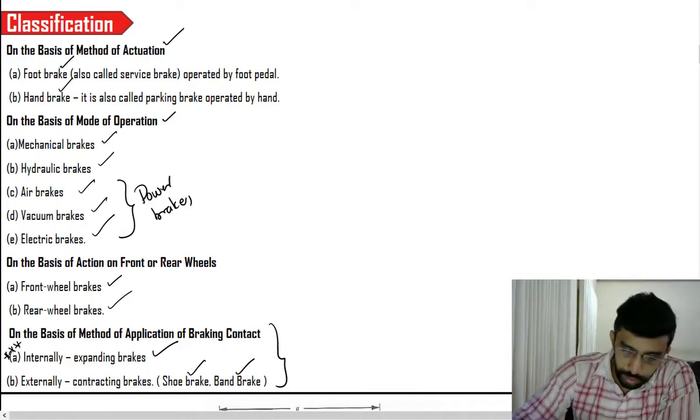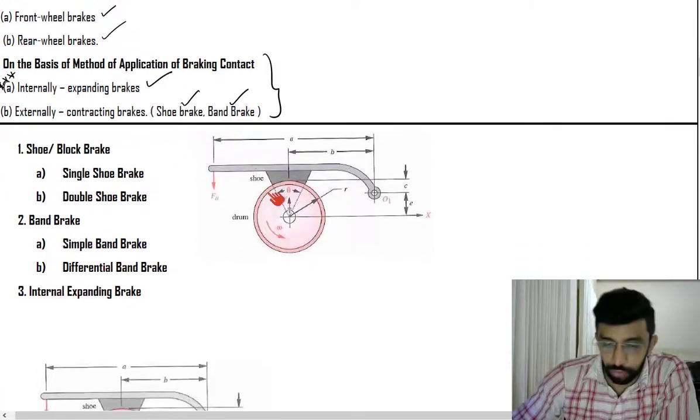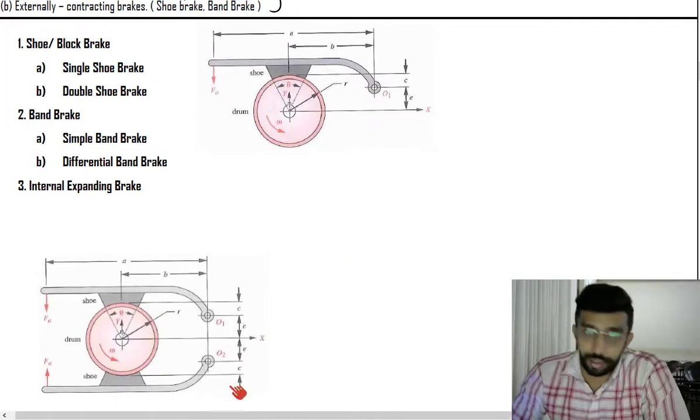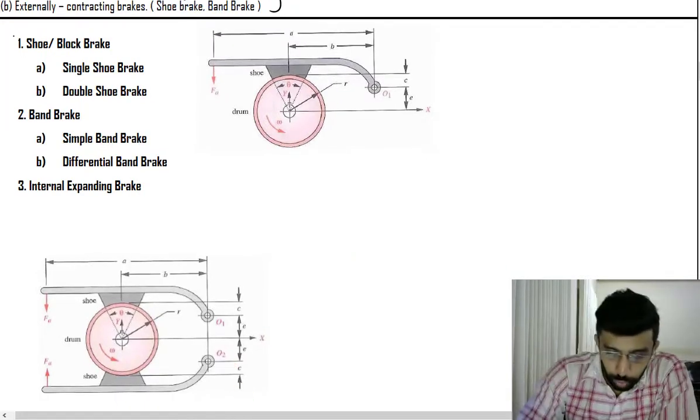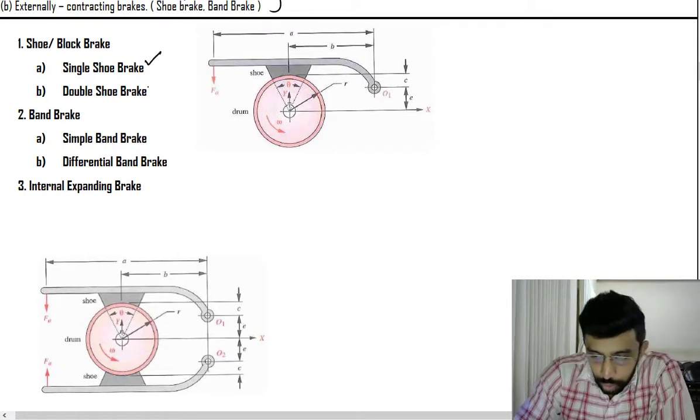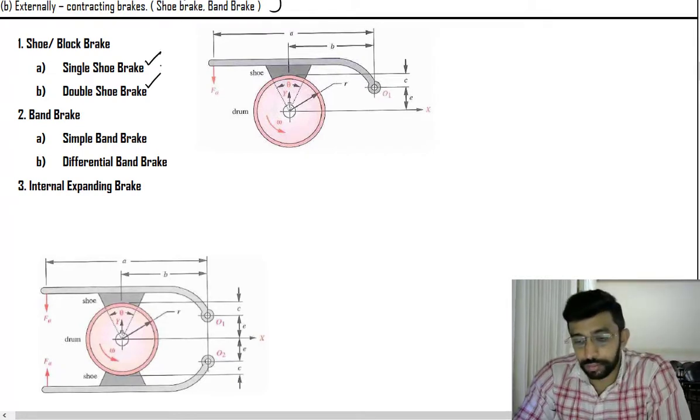Now let's discuss the topic of study, which is the shoe brake, and how exactly the system works. Under the shoe brake, you have two categories: one is a single shoe brake and the other is a double shoe brake. This picture is self-explanatory.